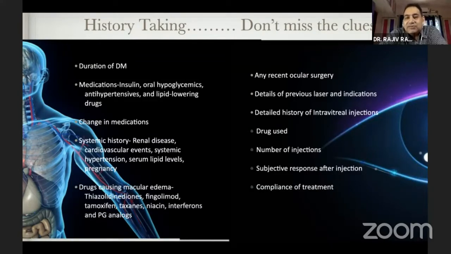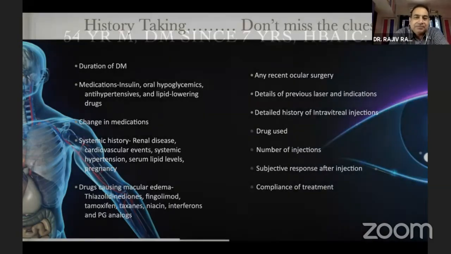Any details of previous laser and what was the indication for these lasers. A detailed history of previous injections. Many times when we get a patient already having had many intravitreal injections, it's very important to take a detailed history. Which was the drug used? Was there any subjective improvement after the initial injections? The number of injections he had taken, and importantly, I even note down the dates so that I calculate what his compliance for the treatment was.